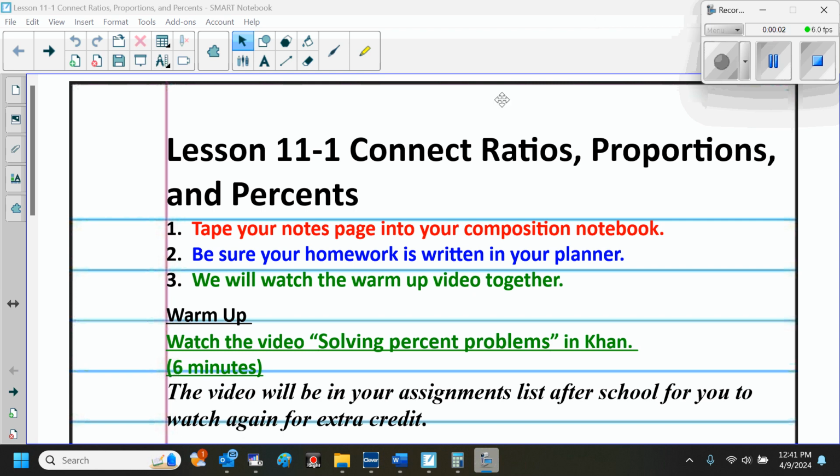So today's lesson is 11-1, which is connect ratios, proportions, and percents. The first thing we're going to do is watch a video. It's called Solving Percent Problems, and it is in Khan, and it will be available for you after school, so you can watch it on your own for extra credit.